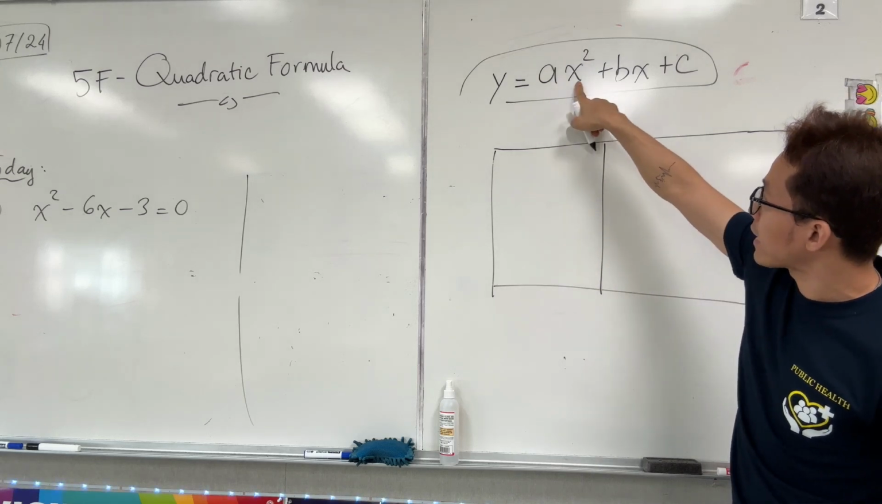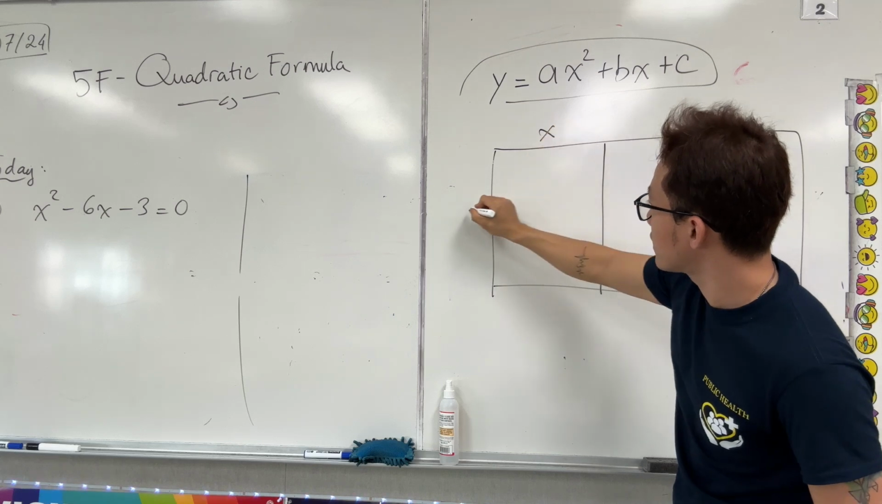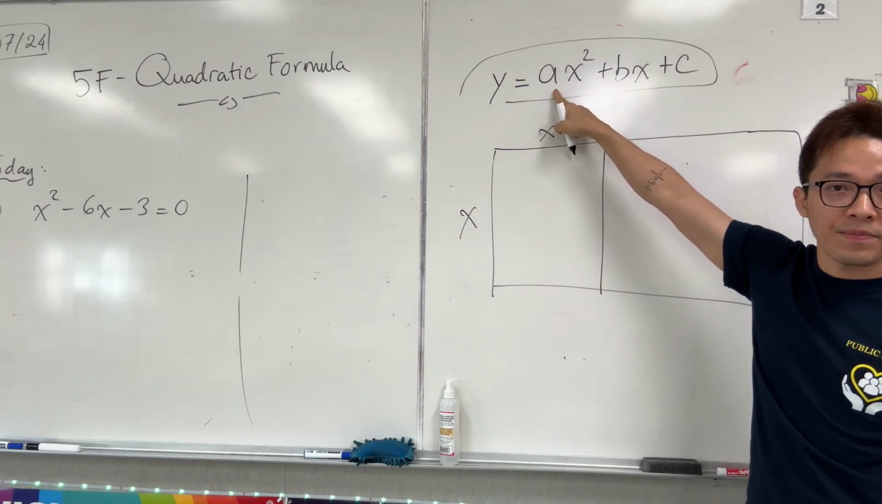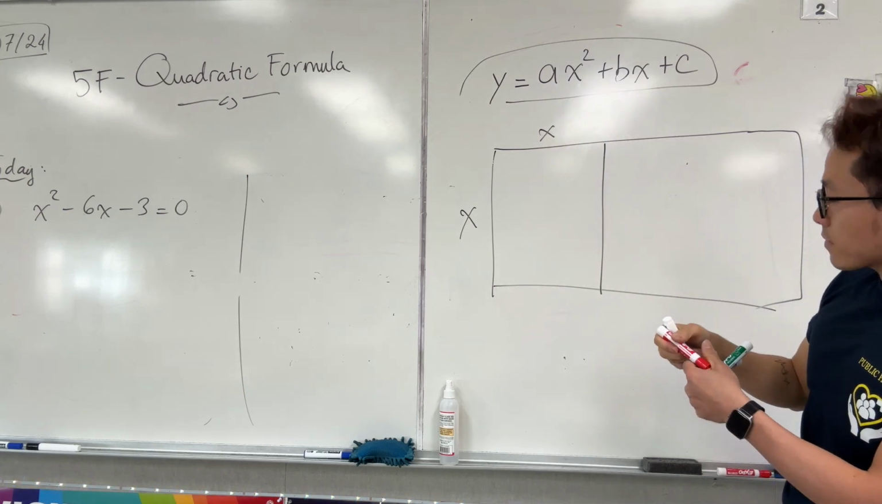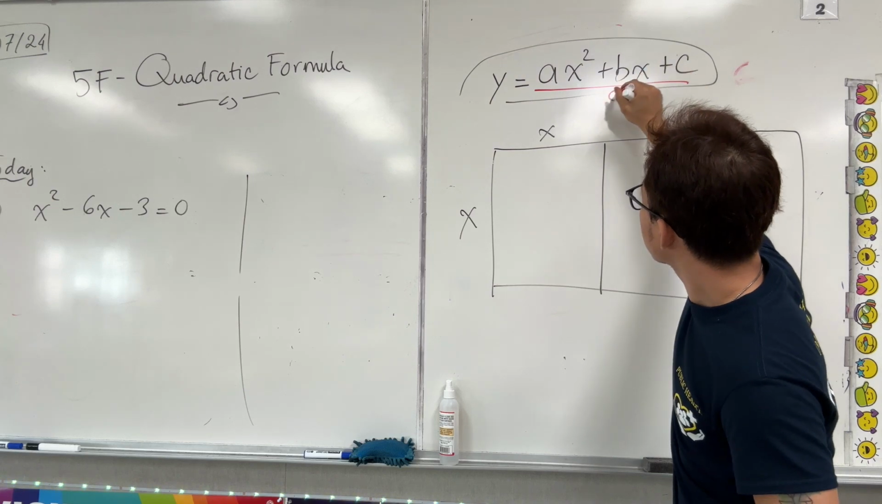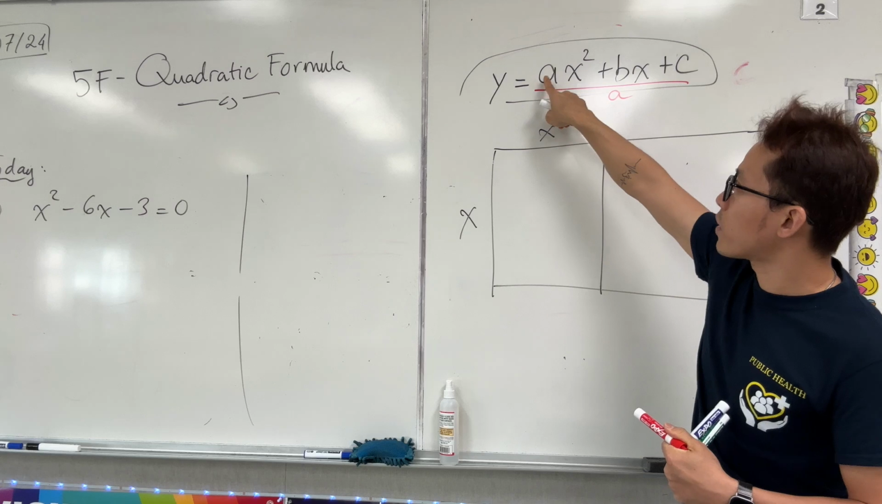So x squared. This is the x. Do you remember we said we don't want a to be there? So let's divide everything by a first, because I want the one to be gone.